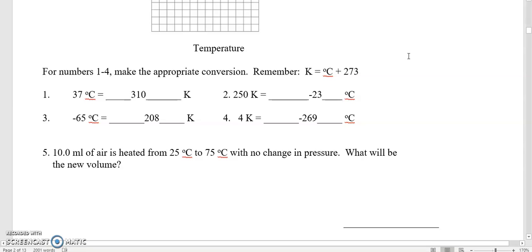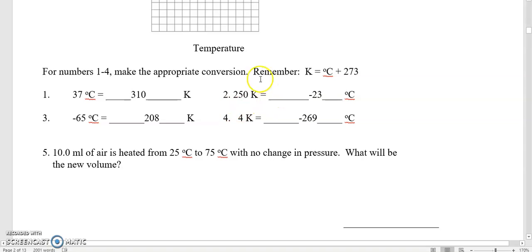We can't use degrees Celsius. And at this point, we all should know that with degrees Celsius, we just have to immediately convert to Kelvin. So like negative 65 degrees Celsius here is going to be 208 Kelvin. Well, how do I find 208 Kelvin? I just add 273 to negative 65, right? For 37 degrees Celsius, I add 273 to 37.